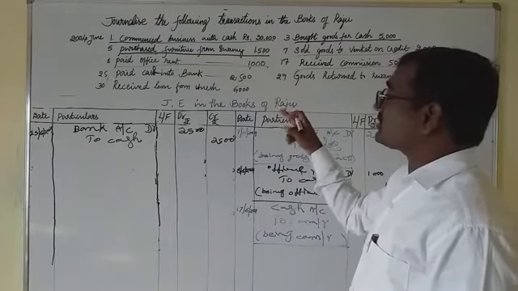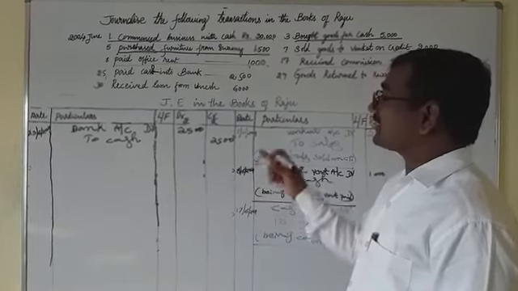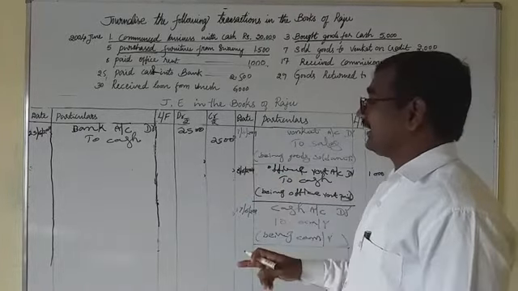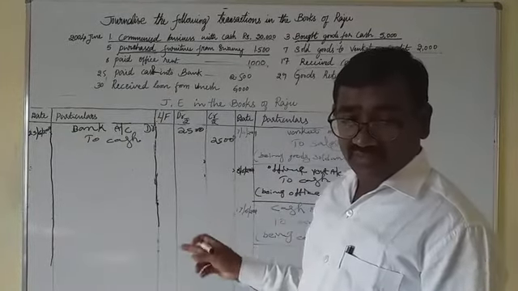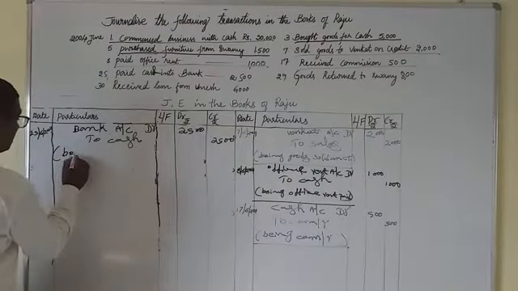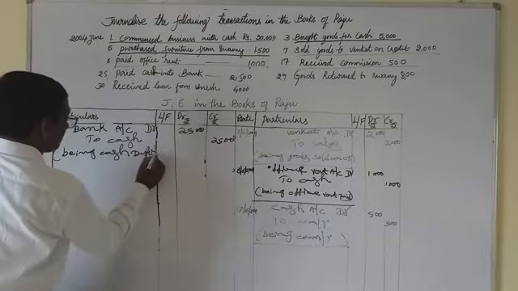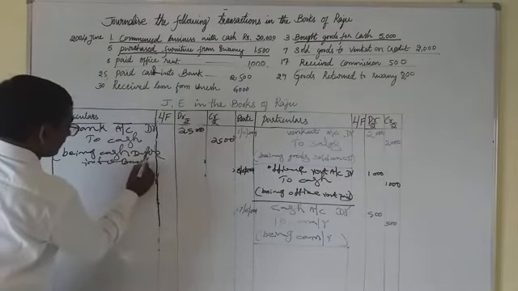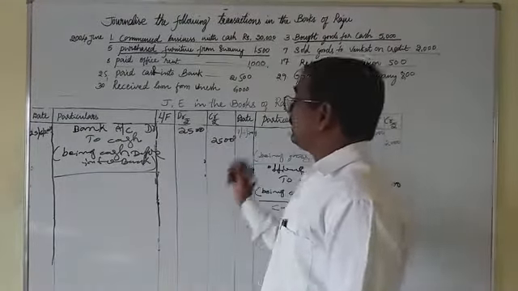Who is the receiver in this transaction? Bank receives the amount. According to real account rules, debit what comes in, credit what goes out. What goes out in this transaction? Cash. So that's why we are writing like this: bank account debit to cash account, being cash deposited into bank.